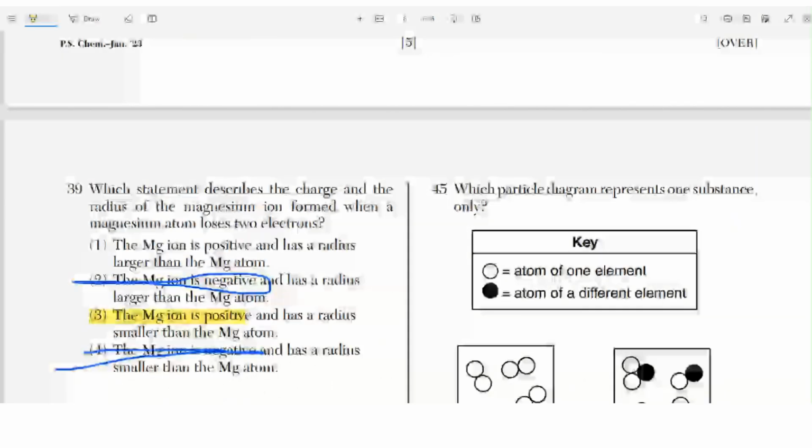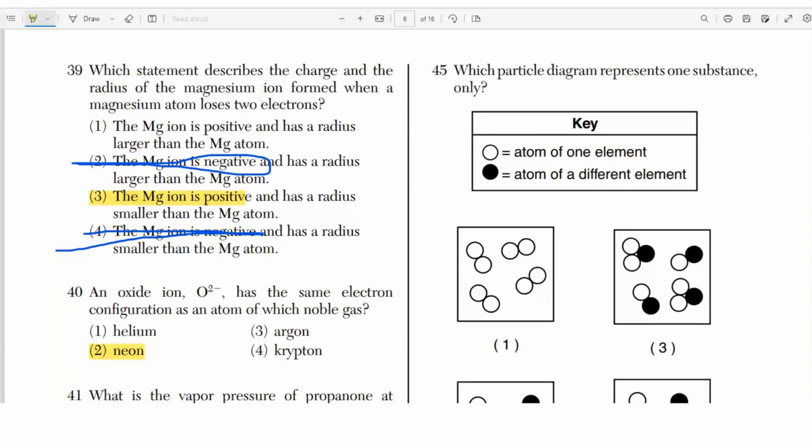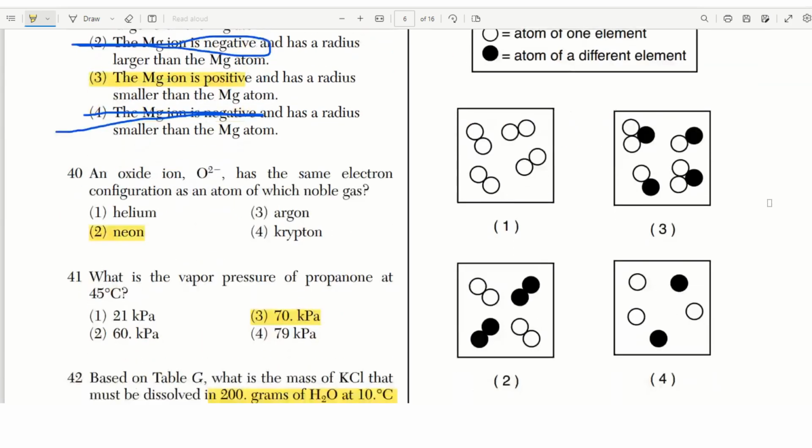Which particle diagram represents one substance only? Well, if it is one substance, it could either be one element or one compound. But if you look, this has 2 different things, 2 different things, 2 different things. This is the only one.